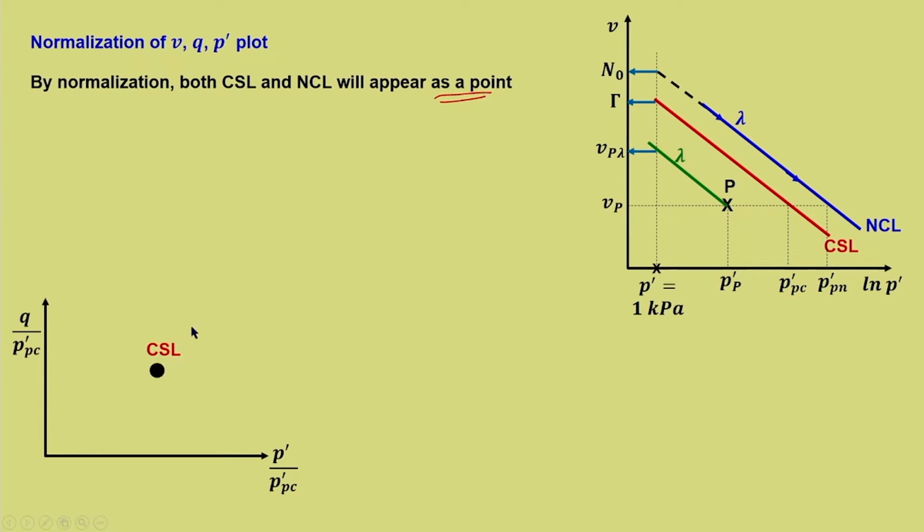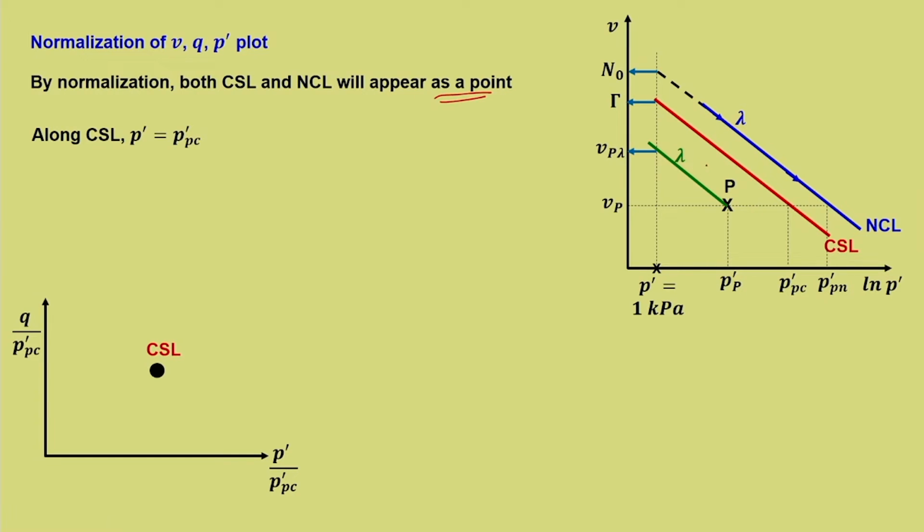How? Let us say that this is the point which is the representation of that particular soil in the normalized plot, Q upon P dash PC, P dash upon P dash PC space. This is the normalized plot. So this is the point corresponding to CSL. Let us see how. Now, along the critical state line, P dash is equal to P dash PC.